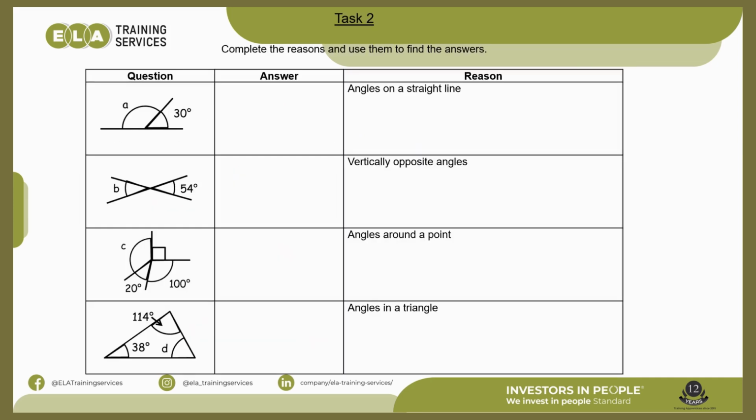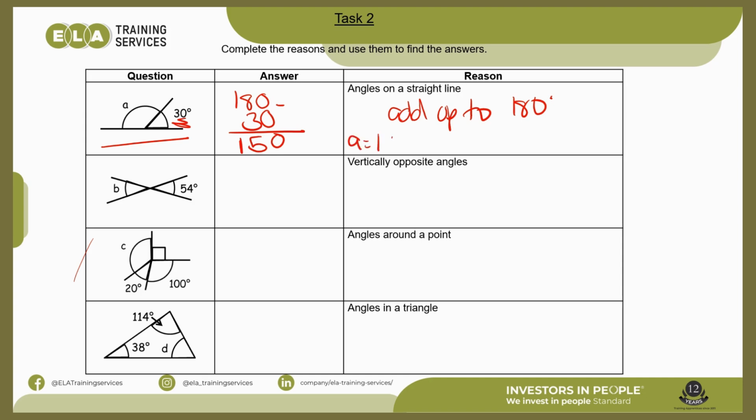Let's have some practice. Here, question 1a, the angle is on a straight line. So we know that angles on a straight line add up to 180 degrees. So we're going to do the maths. 180 minus 30, because 30 is the angle that we're given. 0 take away 0 is 0, 8 take away 3 is 5, and 1 take away 0 is 1. So that means that A must be 150 degrees.